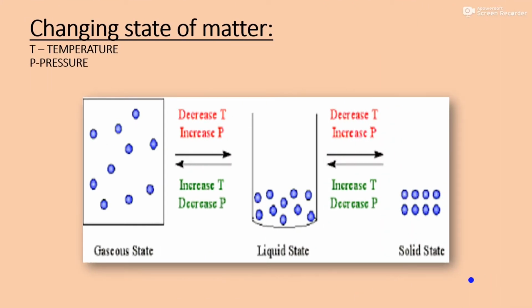Changing state of matter: we can change the state of matter by temperature and pressure. If there is a gaseous state, if you decrease temperature or increase pressure, then it will become a liquid state. And when liquid, if you decrease temperature or increase pressure, it will become a solid state. When solid, if you increase temperature or decrease pressure, it will turn into a liquid state. And when liquid, if you increase temperature or decrease pressure, it will become a gaseous state.